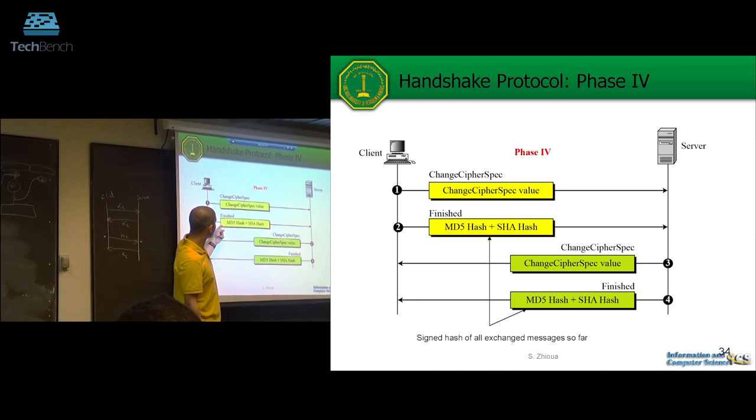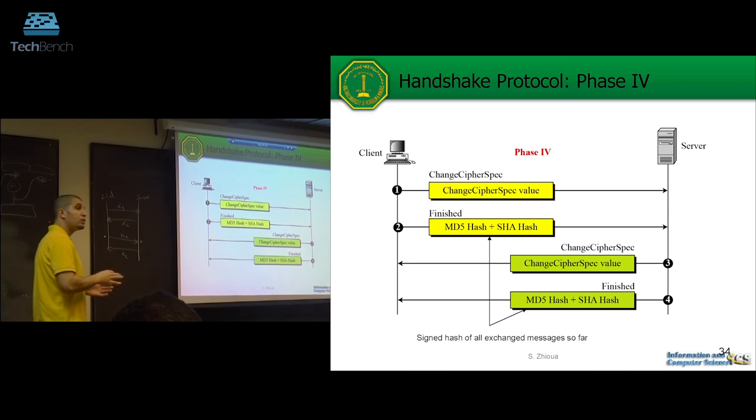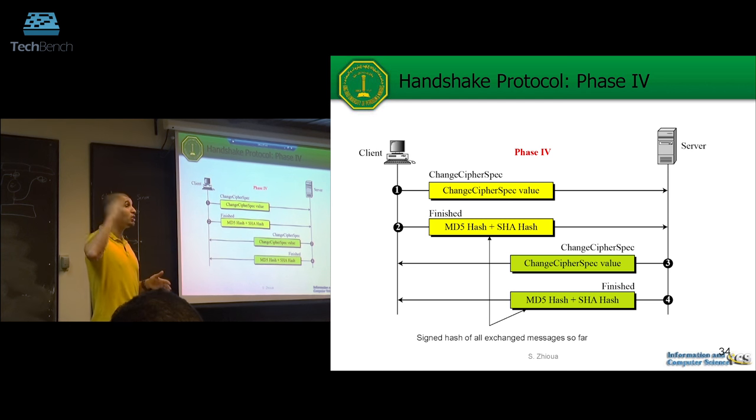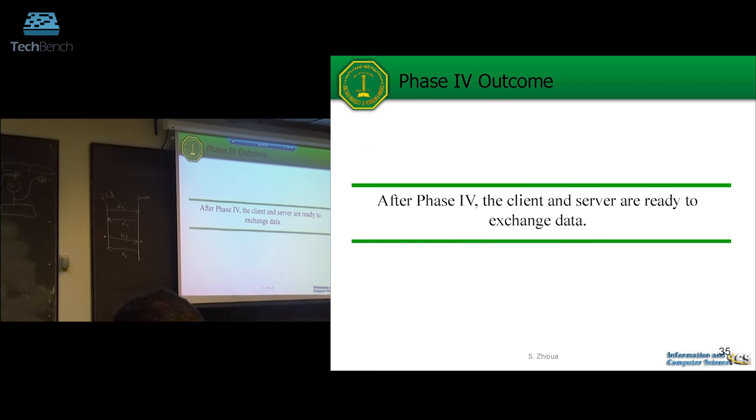Now, the server will do the same thing. It will turn on the symmetric keys for the protocol. And it will take all the previous messages it sent, compute a hash out of them, and then sign them using its private key and send it to the client. So this will end the handshake. After this stage, both the server and the client have the pre-master secret. They have already generated all the six keys, and they are ready to exchange encrypted data. So after this phase, the client and server are ready to exchange data.